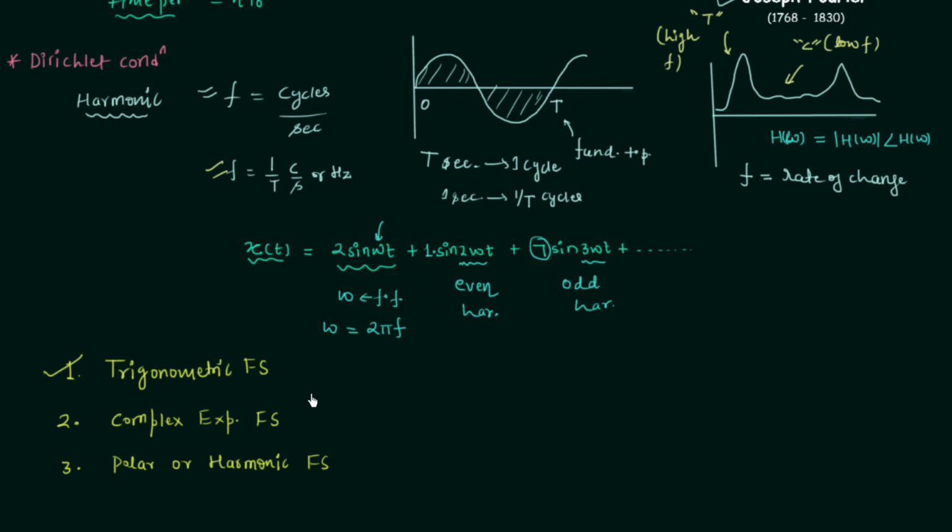It is important for your college examinations. After this, I will explain complex exponential Fourier series expansion. This is very important, and we will focus more on it. The third one is polar or harmonic Fourier series. It is not very important, and if we have time at the end of this course, then maybe I will upload one or two lectures based on polar or harmonic Fourier series. For now, we will focus on the first two types, and in the next lecture, as I already told you, we will start with the conditions for existence of Fourier series, that is Dirichlet conditions.